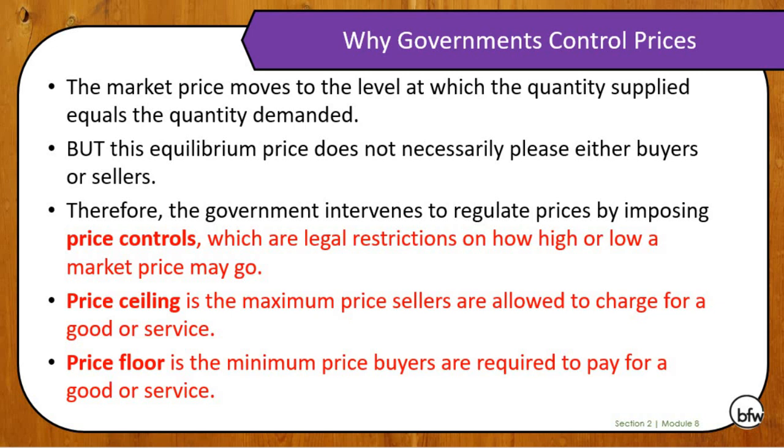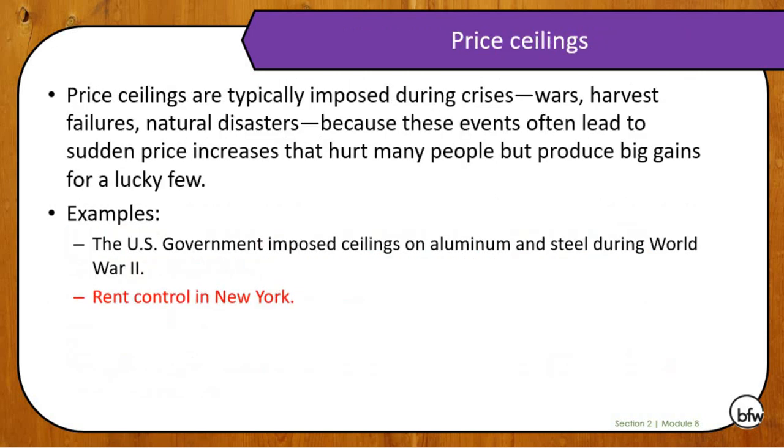And so what will happen is those people will lobby the government to then intervene and regulate the prices by imposing what's known as price controls, which are legal restrictions on how high or low a market price may go. Now, a price ceiling is the maximum price sellers are allowed to charge for a good or a service. Can't go above the ceiling, right? So that's just the most someone can charge. A price floor is the minimum price buyers are required to pay for a good or a service. So either way, there's some sort of restriction on where the price can go. It does not allow it to reach its equilibrium point.